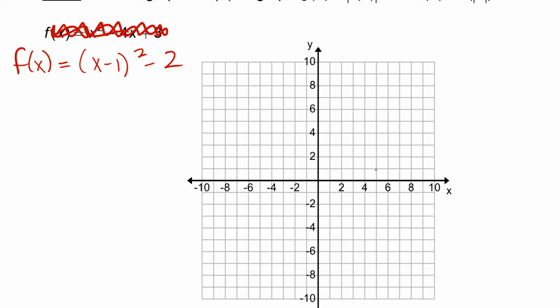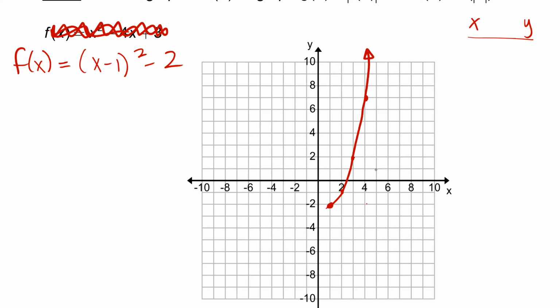Where's my new vertex? Down 2, to the right 1. Okay, and then how do I actually graph it? So I move my vertex, and the first point's over 1 up 1, the second point's over 2 up 4, the third point's over 3 up 9. How am I getting these numbers? Do we know? The parent function.